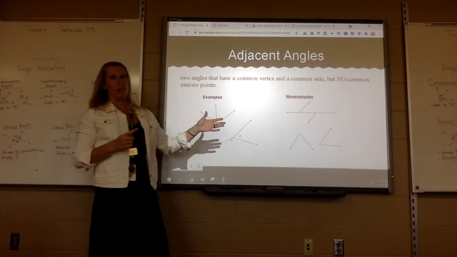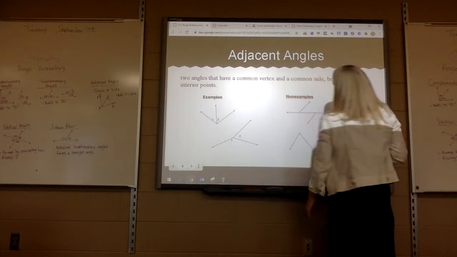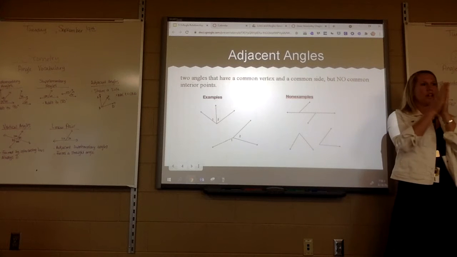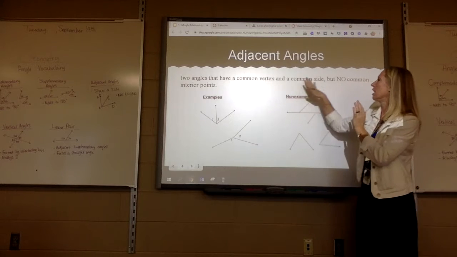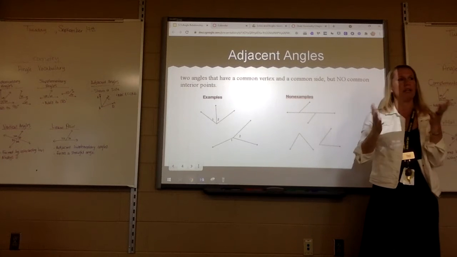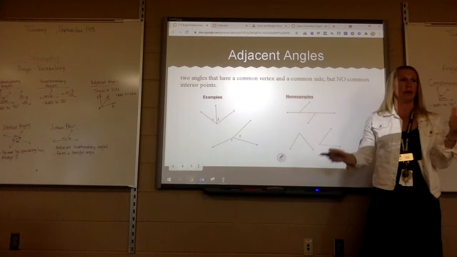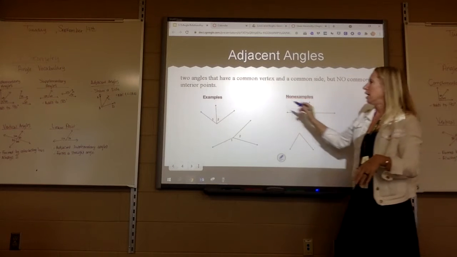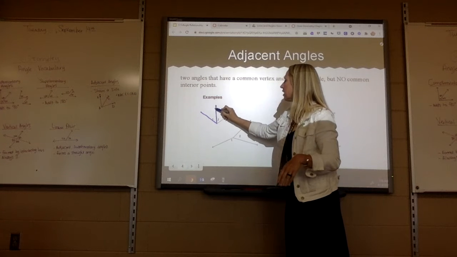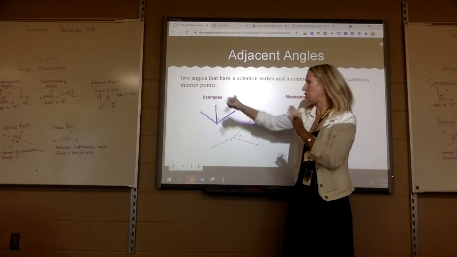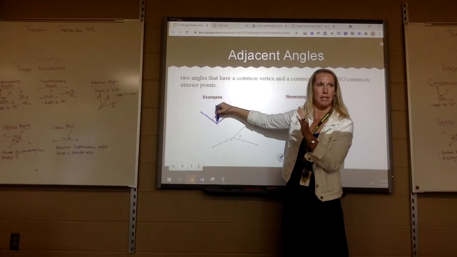Okay, adjacent angles. This is very important as well. So adjacent angles are angles that share a side. They are right next to each other. They have a common vertex and a common side, but no common interior points. So for example, look up here. If I have this angle 1 and then this angle 2, those are adjacent because they share this side right here. Does that make sense?